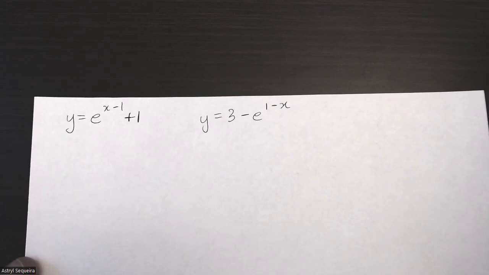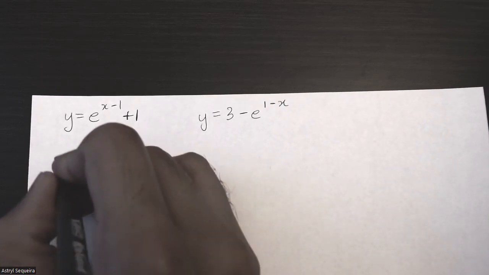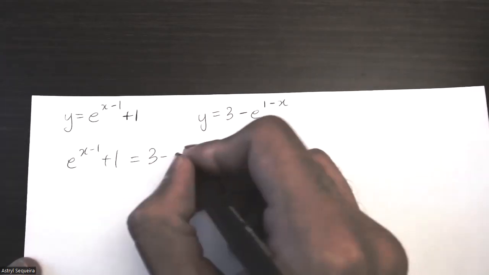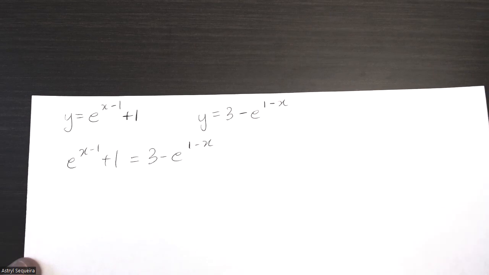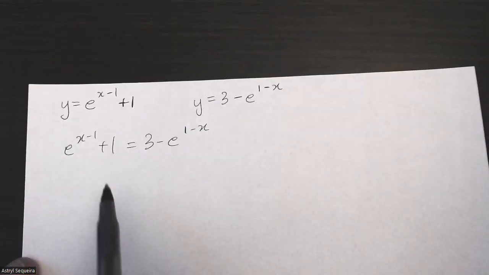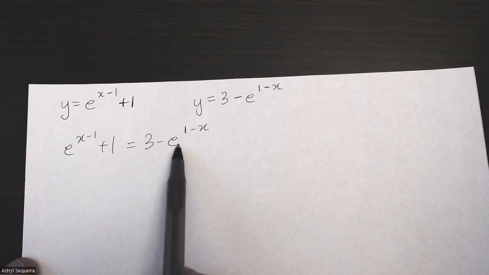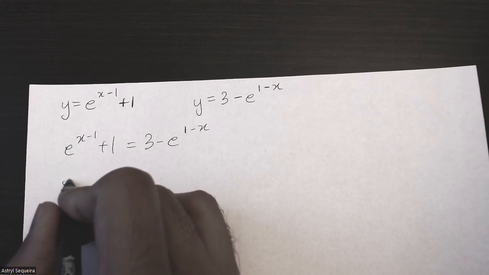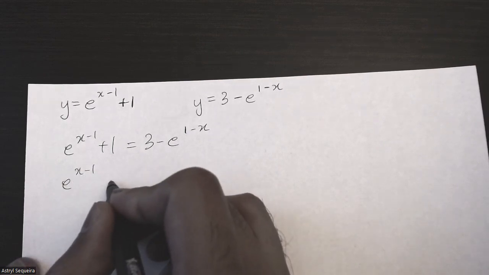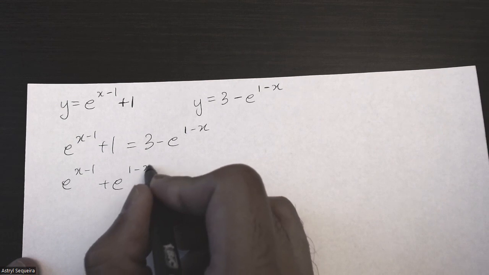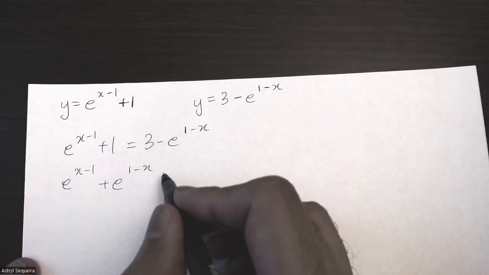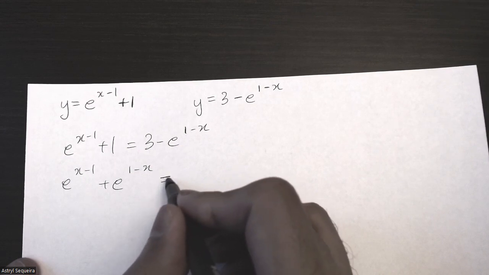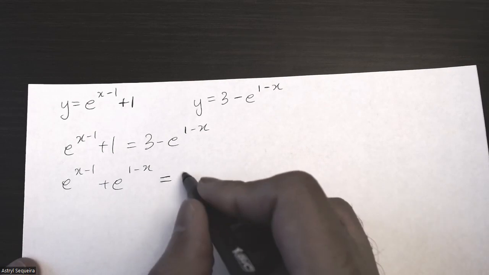So the first thing I'm going to do is find the intersection point by making the first equation equal to the second equation. Now I want to solve for x. So I'll move the e to the 1 minus x to this side, and I'll move the plus 1 to this side. So I have e to the x minus 1 plus e to the 1 minus x equals 3 minus 1, which is just 2.